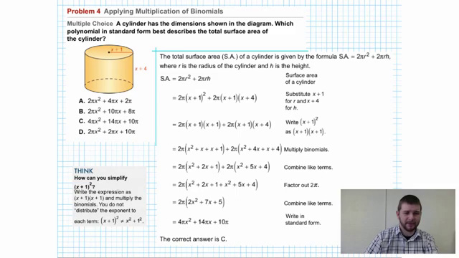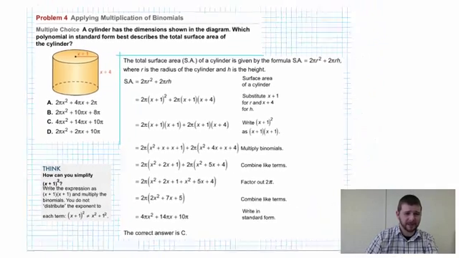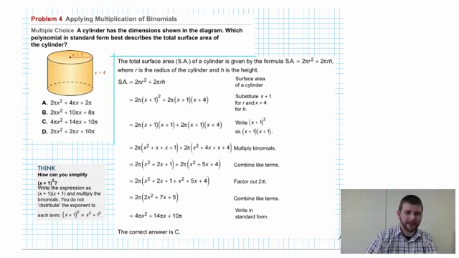So let's continue this problem. Our answer choices are A, B, C, and D. I won't read them. We'll check in on those in a moment. But each of those trinomials could possibly represent the surface area of our cylinder. So the total surface area of a cylinder is given by the formula surface area equals 2 pi r squared plus 2 pi r times h, where r is the radius of the cylinder and h is the height. Note those are two dimensions that were given to us as binomials.